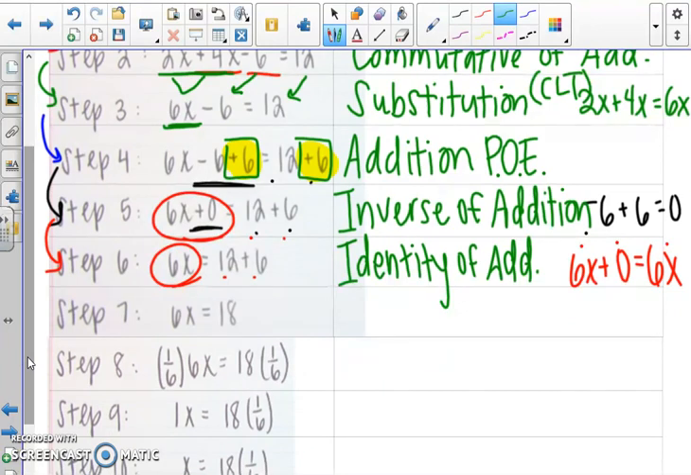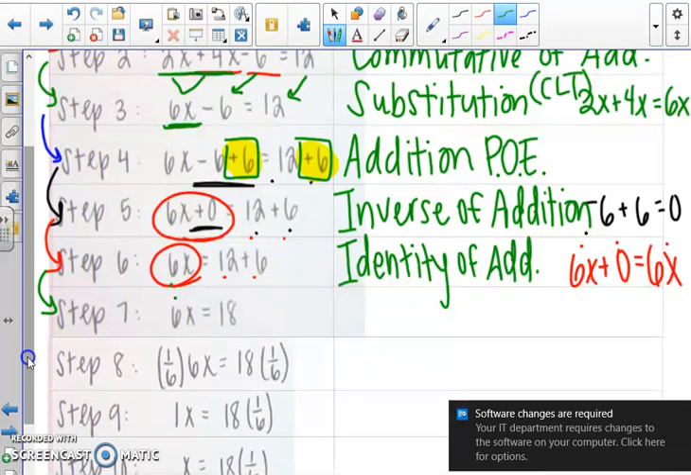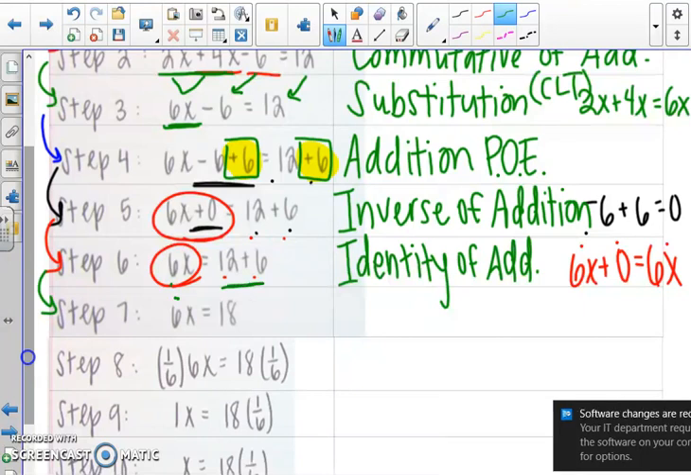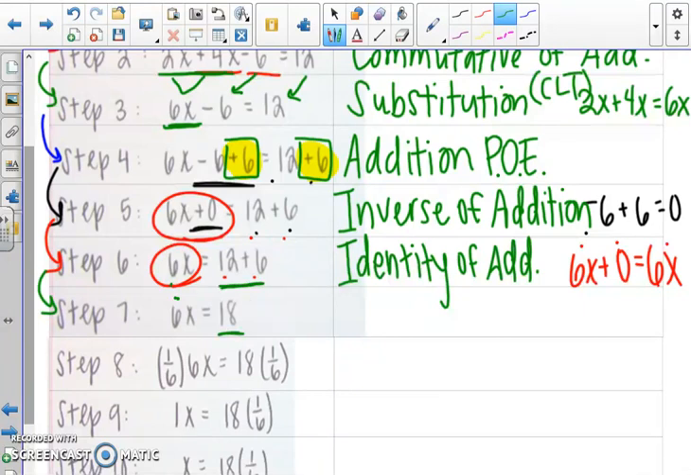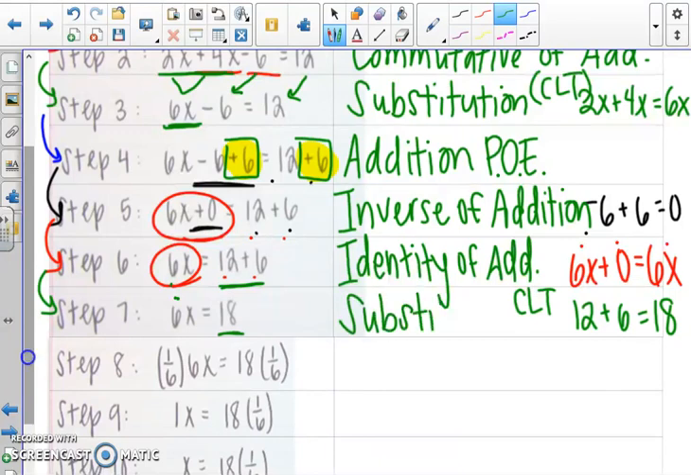All right, how about 6 to 7? All right, so the 6x here stays the same. So let's look over here. 12 plus 6 became 18. All they're doing is combining like terms. And anytime you're combining like terms, all that is substitution. Because you're replacing an expression with an equivalent term.